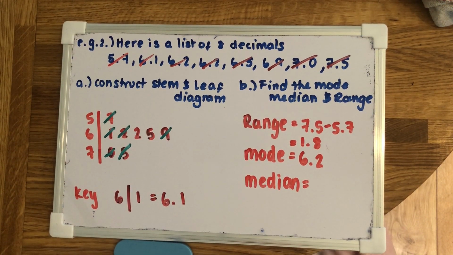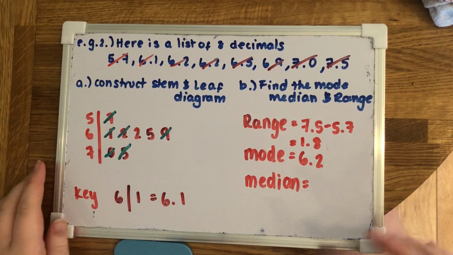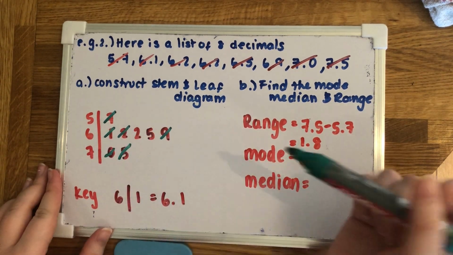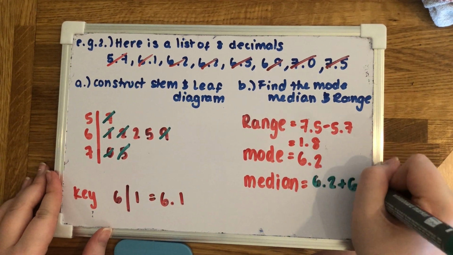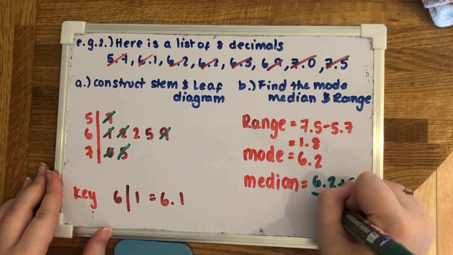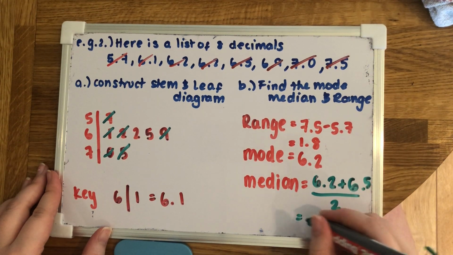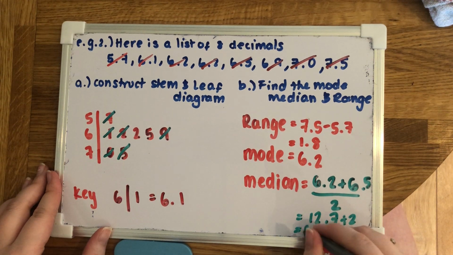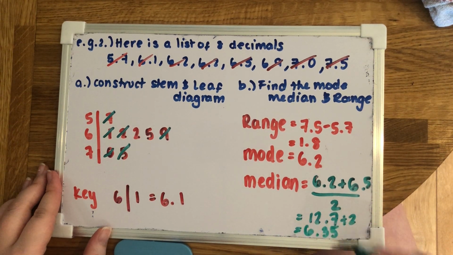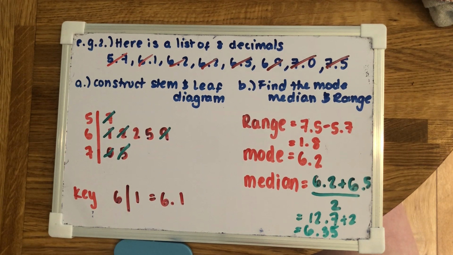Okay, so normally if we just had a list of numbers and we had to find the median, what we'd do is add them together and then divide by 2. So we're going to have to do the same thing here. So we've got 6.2 plus the 6.5, and then we divide that by 2. So that's going to be 12.7 divided by 2, which is 6.35. Okay, so that's how we do the median if there's between 2 numbers.